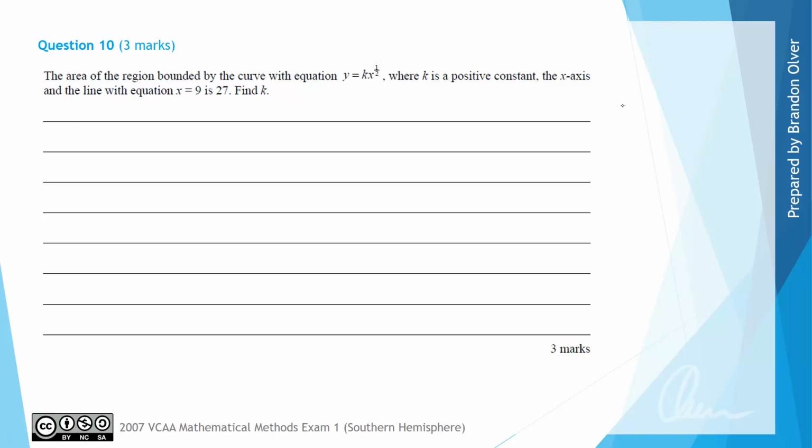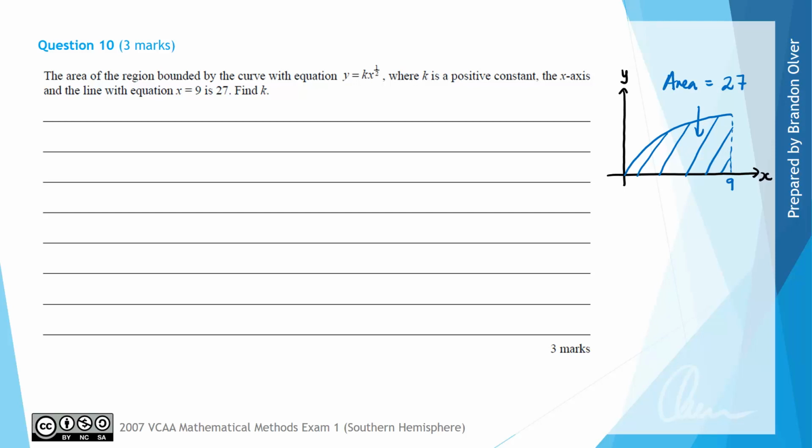So to start with, we're just going to sketch a graph of what this situation is describing. So this is the x-axis and the y-axis, and the equation y equals kx to the power of a half is just a square root graph, so it would look something like this. And bounded by that curve, the x-axis and the line x equals 9 has an area, so if I shade that area in, that area is equal to 27.